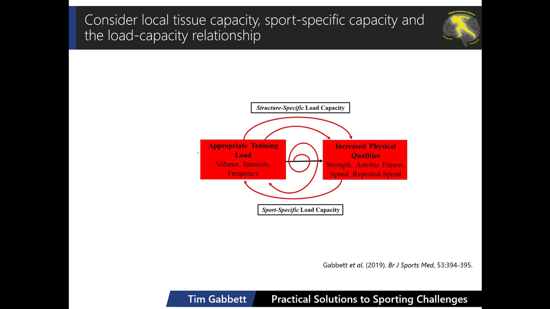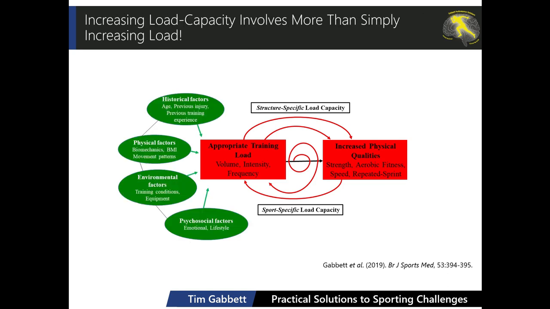And the other components that we need to consider are these moderating factors: historical factors such as age, previous injury and previous training experience, physical factors such as biomechanics or movement patterns, environmental factors, probably genetic factors, and psychosocial factors such as emotional and lifestyle stress. So increasing load capacity involves more than simply increasing load.